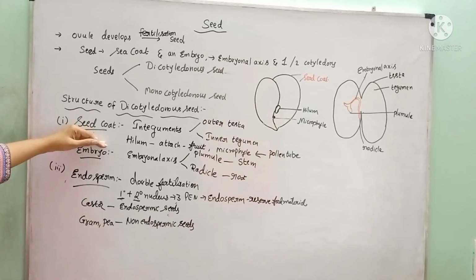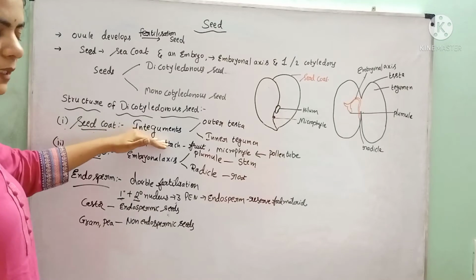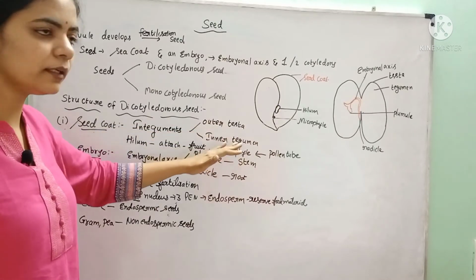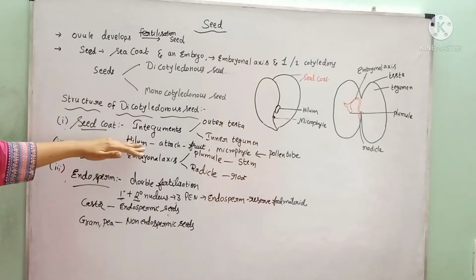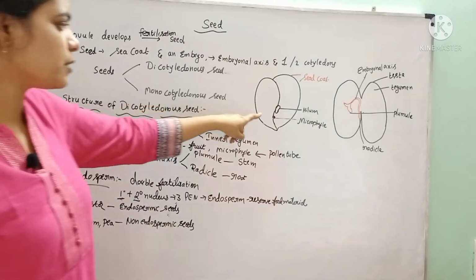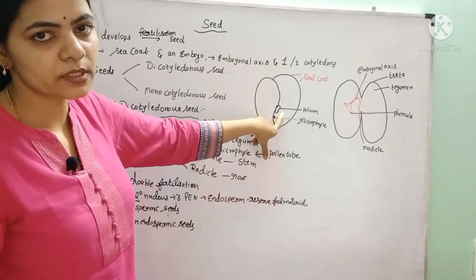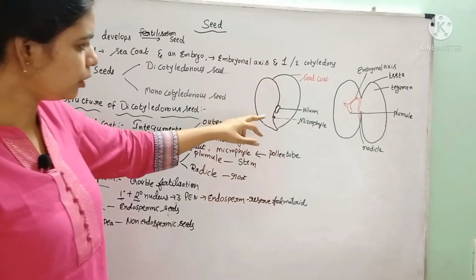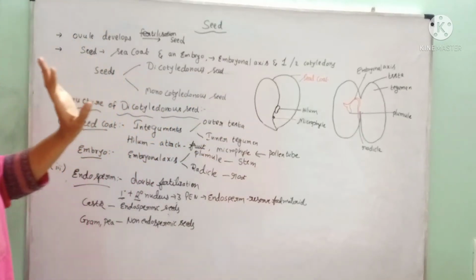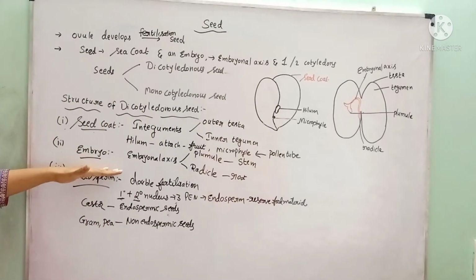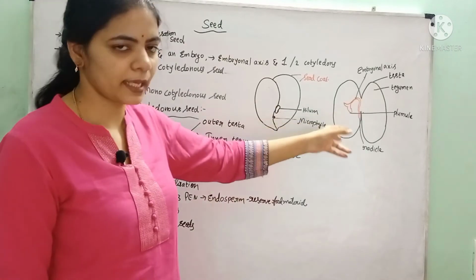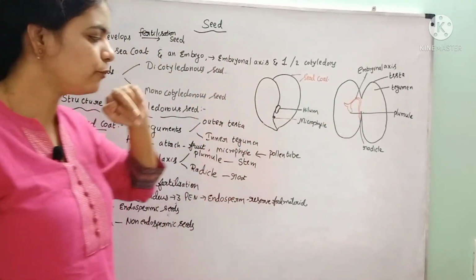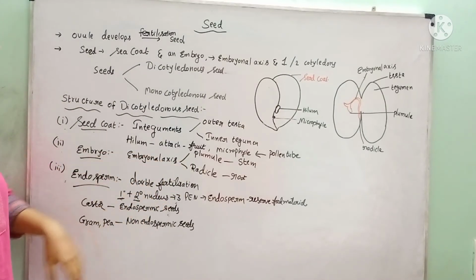Seed coat, embryo, and endosperm are present. The seed coat is nothing but the modified structure of the integuments. It consists of the outer testa and inner tegmen, and it has a scar called the hilum. By means of this hilum it attaches to the fruit, and above this there is a micropyle pore. Next is the embryo, which consists of the embryonal axis, and this axis has two ends. One end is the plumule and the other end is the radicle.